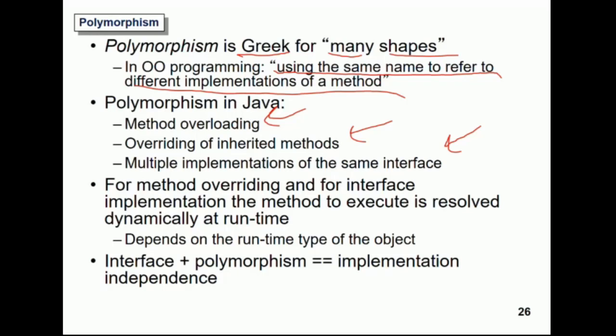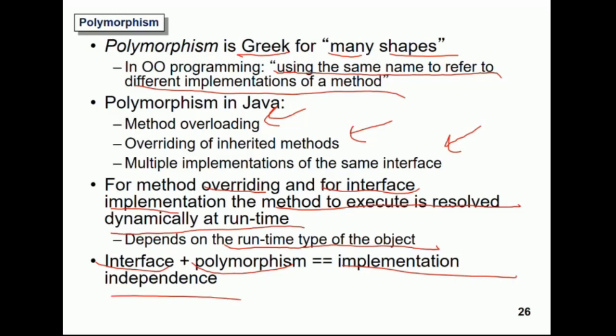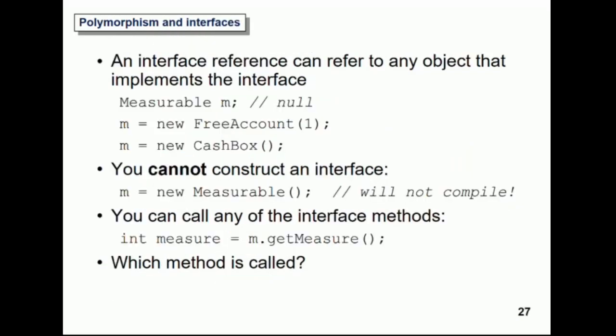That also is polymorphism. For method overriding, and for interface implementation, the method to execute is resolved dynamically at runtime. So it depends on the type of the object. That's something we've talked about over and over again. So which method gets executed depends on the type of the object. So always remember that. Using interfaces plus polymorphism gives us this implementation independence, which is very, very useful.